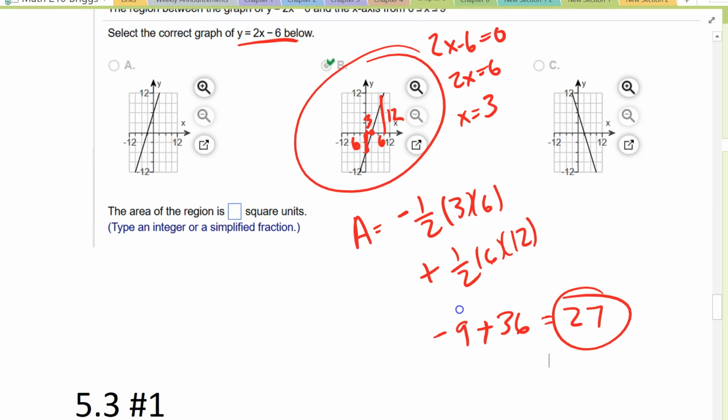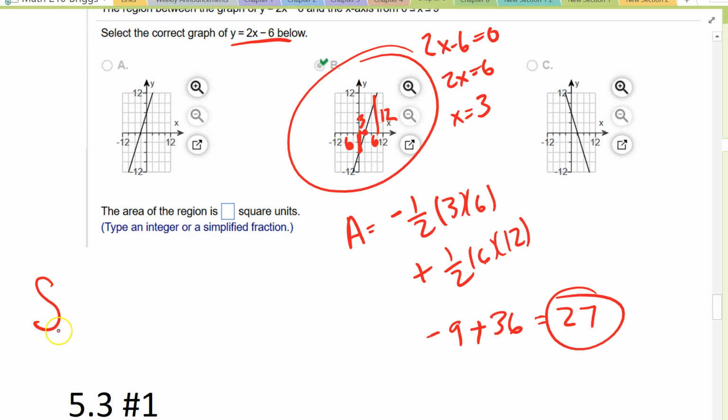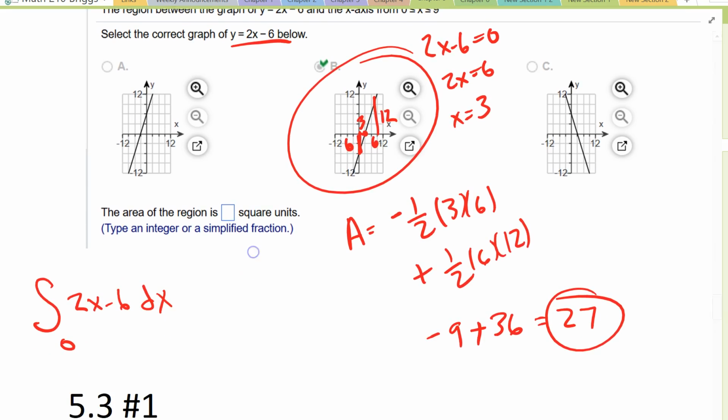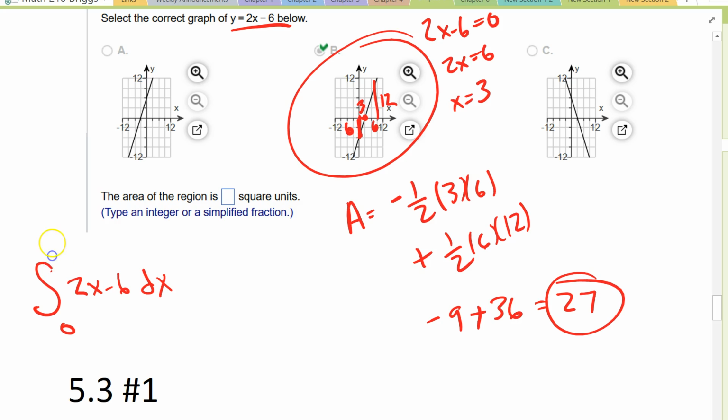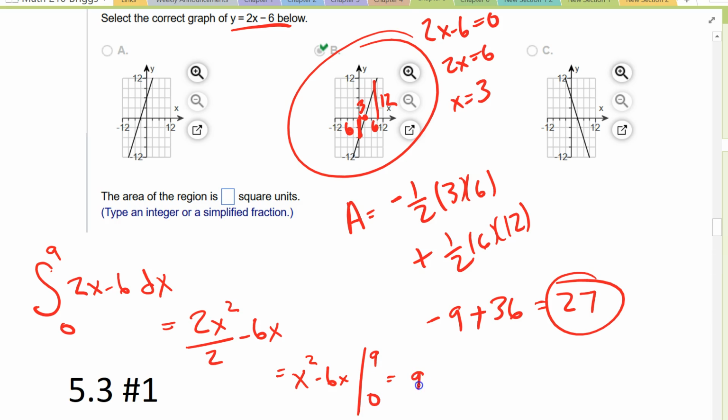You can use the fundamental theorem of calculus here as well, and you're going to integrate 2x minus 6 with respect to x from 0 to 9, and you can end up with the same answer here. If I do the 2x squared over 2 minus 6x, simplify that to x squared minus 6x. The upper bound is 9 and the lower bound is 0. I have 9 squared minus 6 times 9 minus 0. So 9 squared minus 6 times 9, and I end up with 27, which is the same answer there.